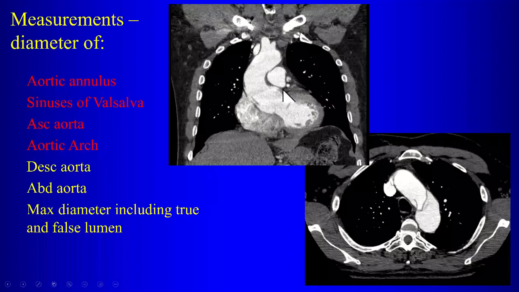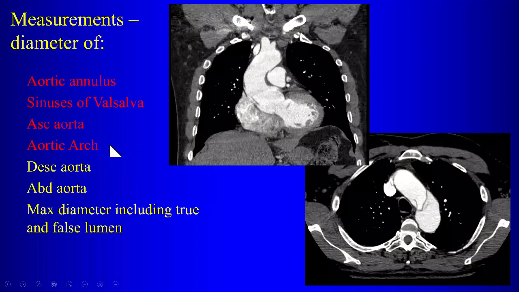So you take a measurement there, and again, these measurements are most accurate on these coronal reconstructions because the axial images will tend to overestimate what these diameters are. Same thing is true of the ascending aorta. So you'd want to get a true cross-sectional measurement there of the ascending aorta.